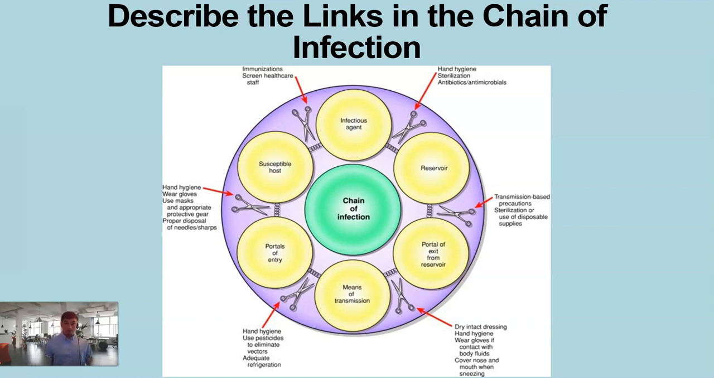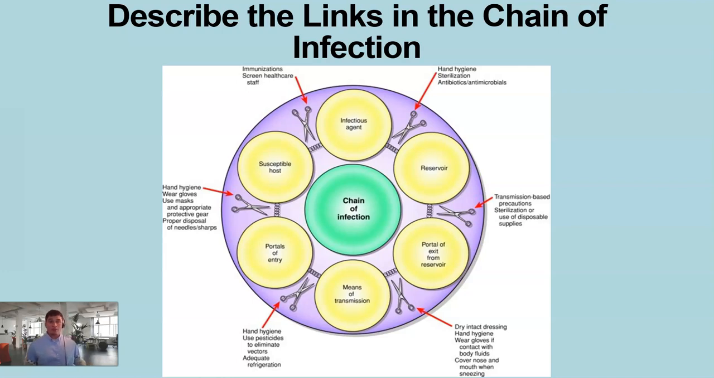Droplet transmission occurs when the mucous membranes of the respiratory tract, so think your nose, your mouth, and even your conjunctiva, are exposed to the secretions of an infected individual. Droplets cannot remain suspended in the air for long periods of time. And fun fact, they very seldom travel more than 3 feet from the source. Examples of illnesses transmitted by droplets would be influenza and RSV, or respiratory syncytial virus.